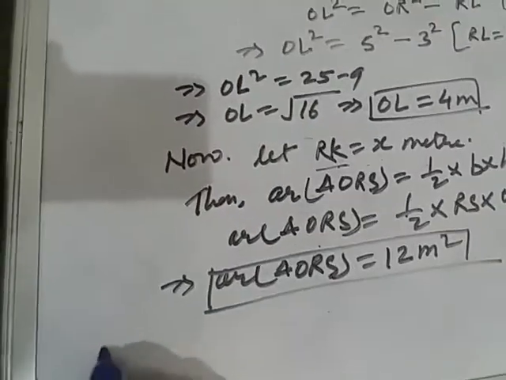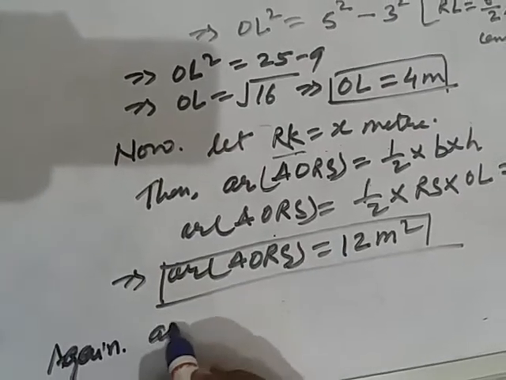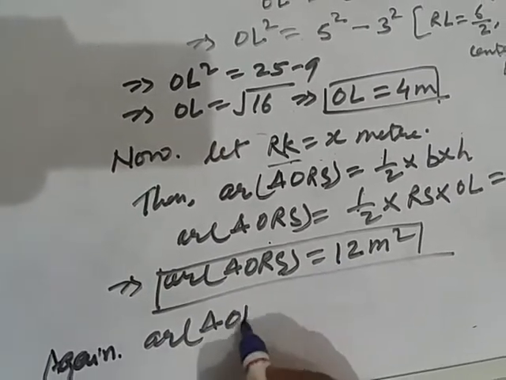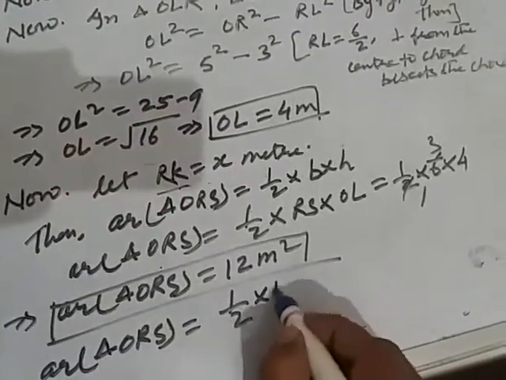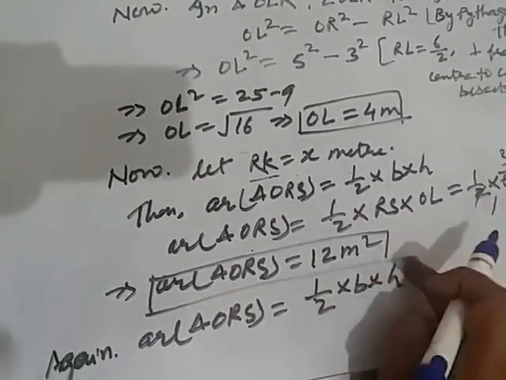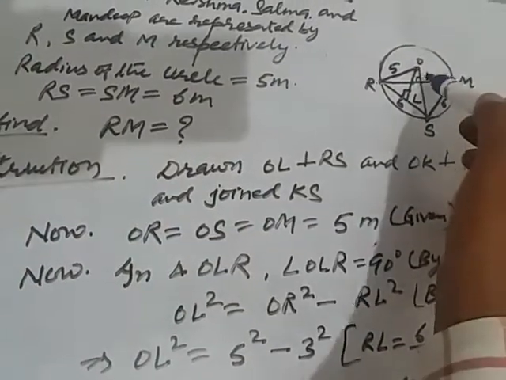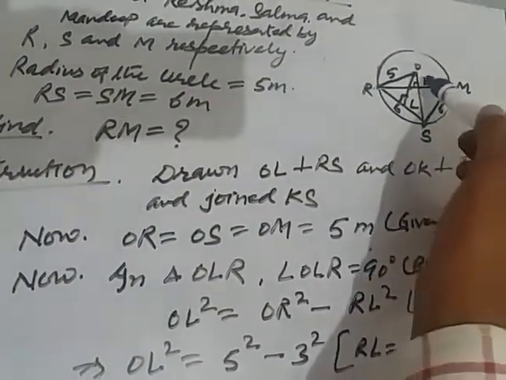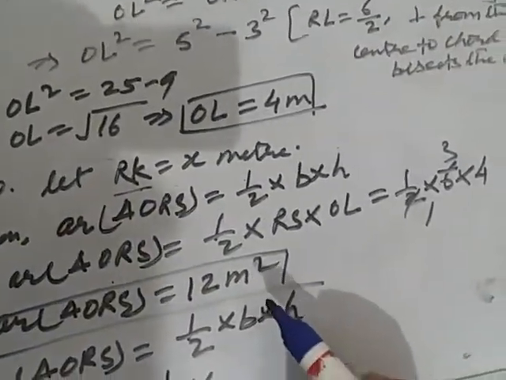Now again area of triangle ORS equal to 1 upon 2 into base into height. Now area of triangle ORS we have found out to be 12 square meter, equal to 1 upon 2 into, this time let us take base, because we have to find out what is base here. Let us take this time base equal to OS.